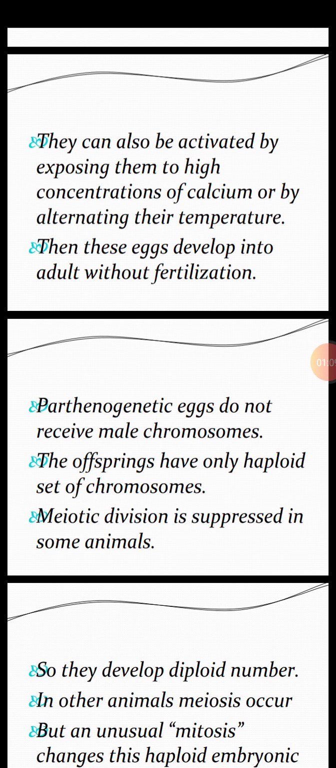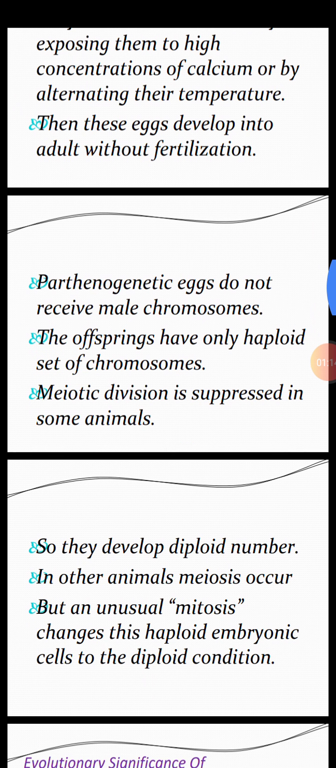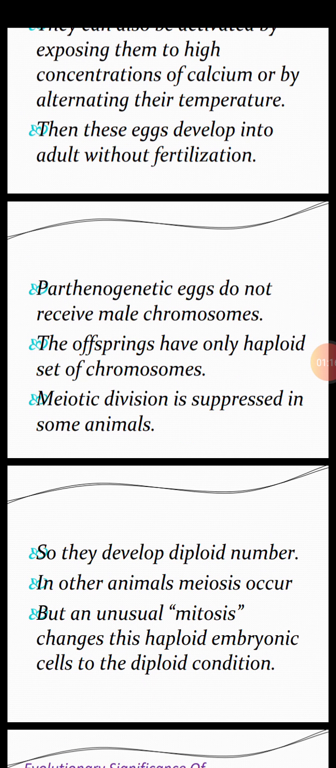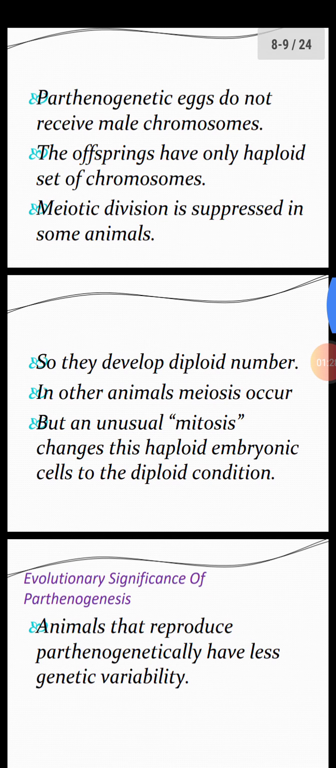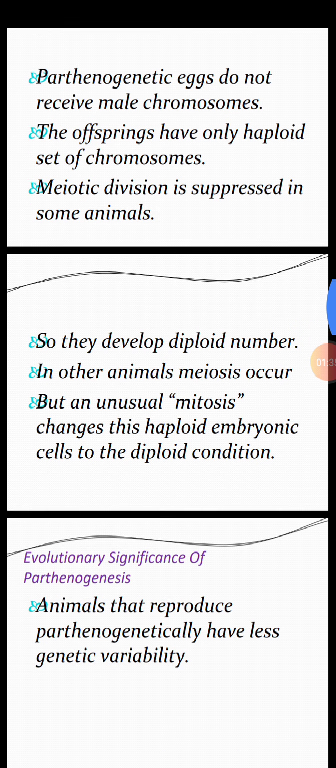Parthenogenetic eggs do not receive male chromosomes. Offspring have only a haploid set of chromosomes, unless meiotic division is suppressed in some animals. In these animals, they develop the diploid number as meiosis is suppressed. In other animals, meiosis occurs, but there is sometimes an unusual mitosis, which changes the haploid embryonic cells to the diploid condition.